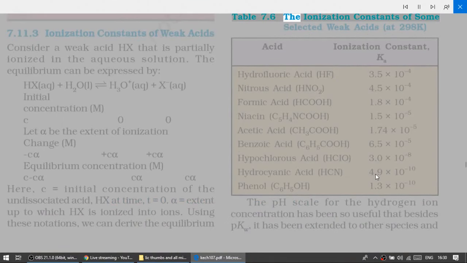Table 7.6. The ionization constants of some selected weak acids at 298 K. Acid, ionization constant Ka: hydrofluoric acid HF 3.5 x 10^-4; nitrous acid HNO2 4.5 x 10^-4; formic acid HCOOH 1.8 x 10^-4; niacin C5H4NCOOH 1.5 x 10^-5; acetic acid CH3COOH 1.74 x 10^-5; benzoic acid C6H5COOH 6.5 x 10^-5; hypochlorous acid HOCl 3.0 x 10^-8; hydrocyanic acid HCN 4.9 x 10^-10; phenol C6H5OH 1.3 x 10^-10.